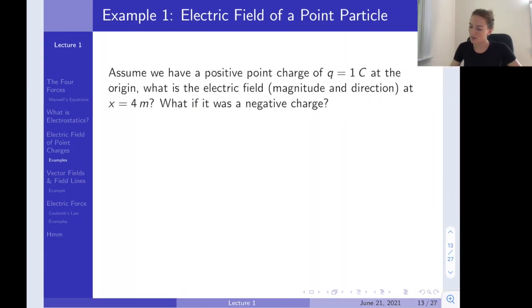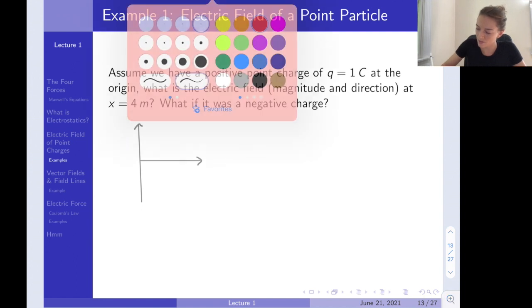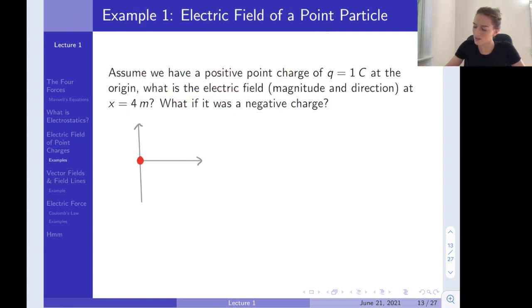Okay, so let's do an example now. So we have a positive point charge of 1 Coulomb at the origin. So let's draw that. So we've got 1 Coulomb at the origin, and this is positive. What is the electric field? So we want the magnitude and direction since it's a vector, at x equals 4 meters. So we're looking at this point over here. It's at 4 meters. This is 1 Coulomb.